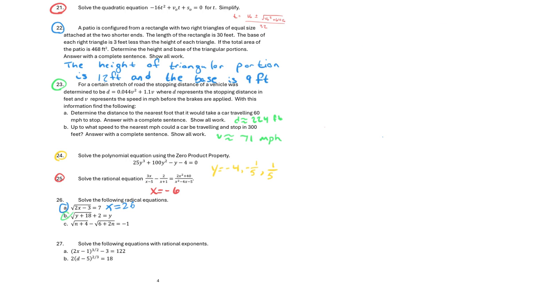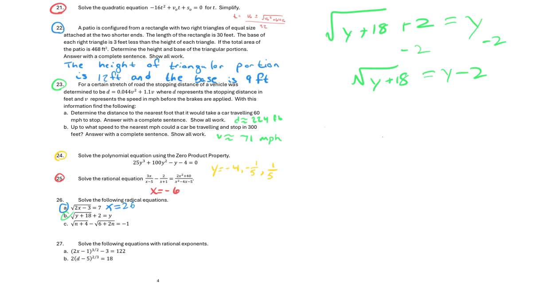we have the square root of y plus 18 plus 2 is equal to y. So what we want to do is solve for y here. First thing I'm going to do is subtract 2 on both sides, just so we can get that radical by itself. The square root of y plus 18 is equal to y minus 2.